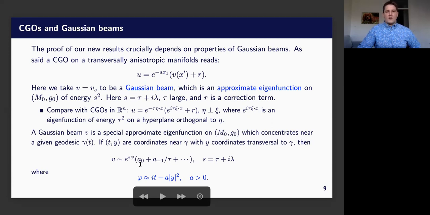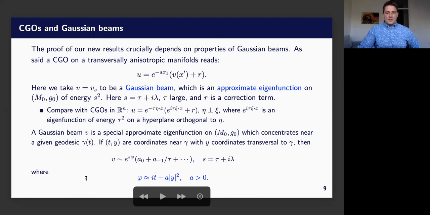This kind of decreasing power series in tau is called an amplitude, which starts with a0, which is a function on m0. Then we have a minus 1, which is a function on m0 divided by tau, and then we would have a minus 2 divided by tau squared, and so on. And s is the complex frequency here.